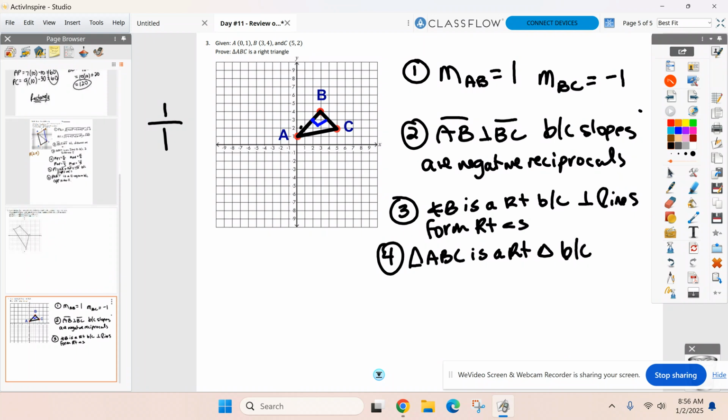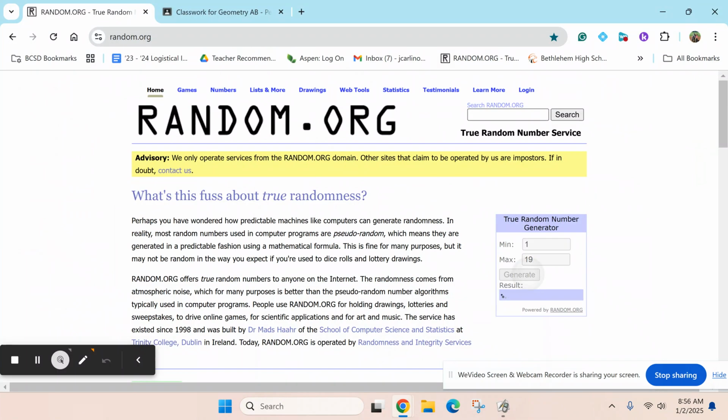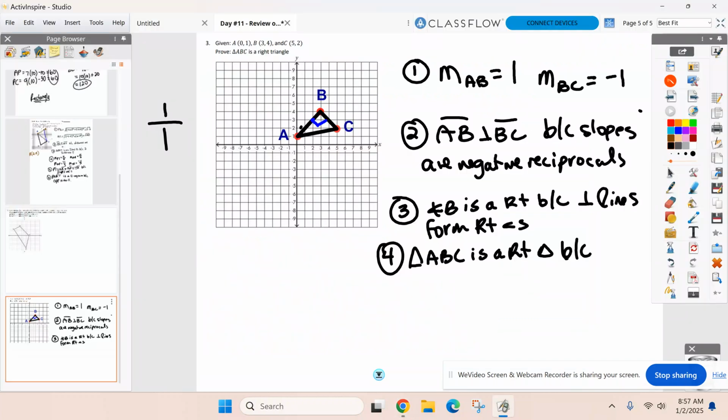And I'm just going to have somebody finish this off. How do we know this is a right triangle? What did we just show? Let's finish this off here. Sydney, how do I know this is a right triangle? Because it has a right angle. That's it.